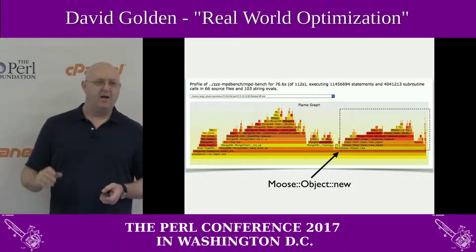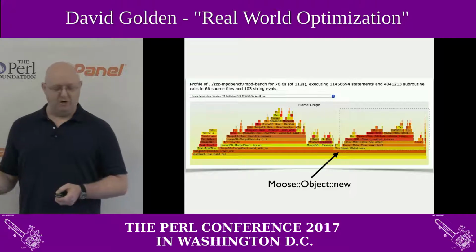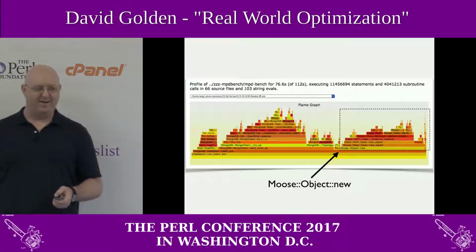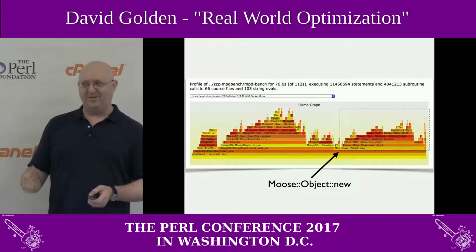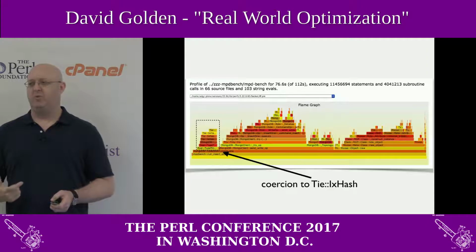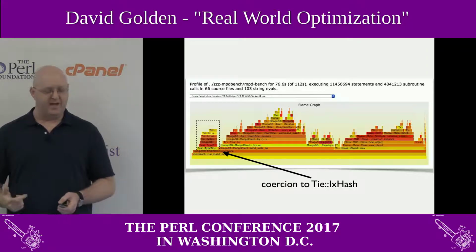So in this case, a huge chunk of this work was all Moose object new and all of the things that it was calling. Imagine that. And then there's this other chunk over here, which is a whole bunch of stuff that boils down to coercing lots of values to Tie::IxHash.